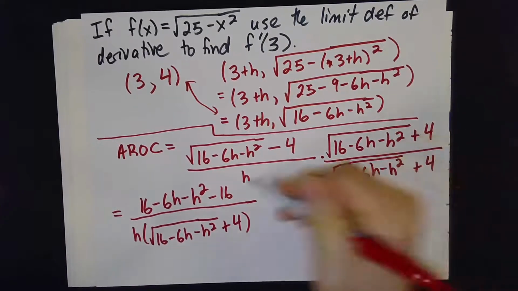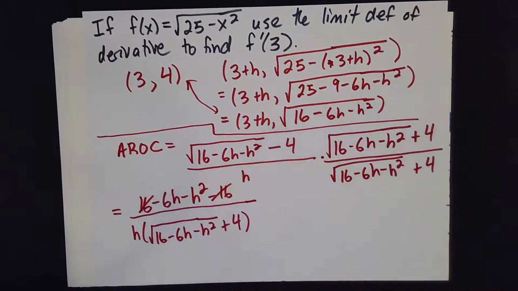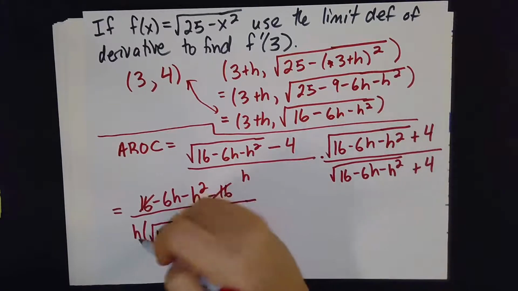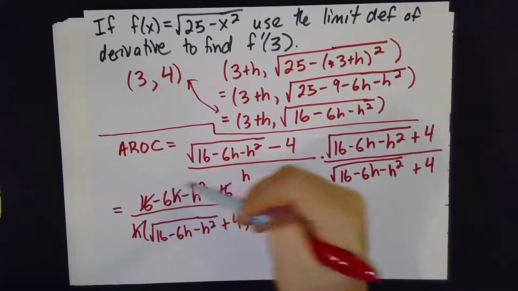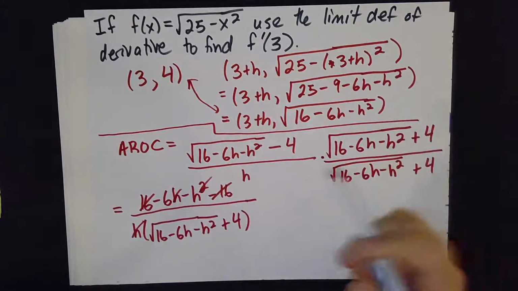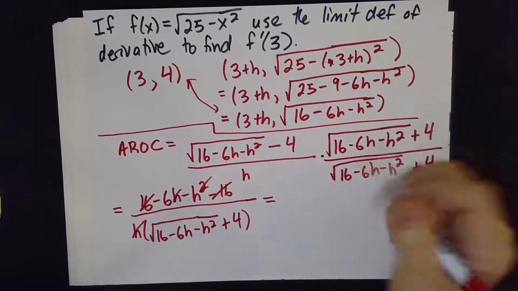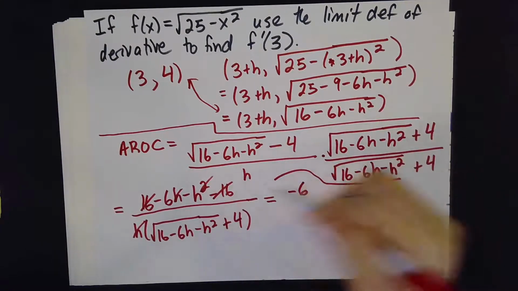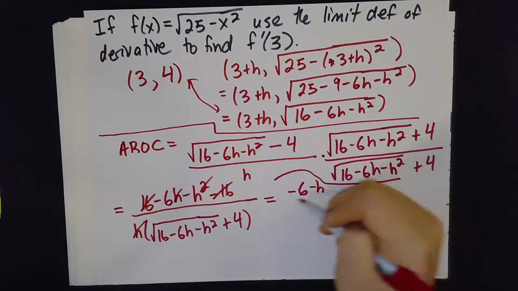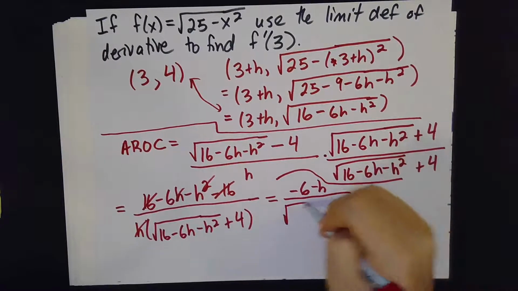Okay, so the 16s drop out. And so I can take an h out of each term in the numerator, because now there is an h in every term in the numerator. And so this will work out to be minus 6 minus h divided by this square root bit.